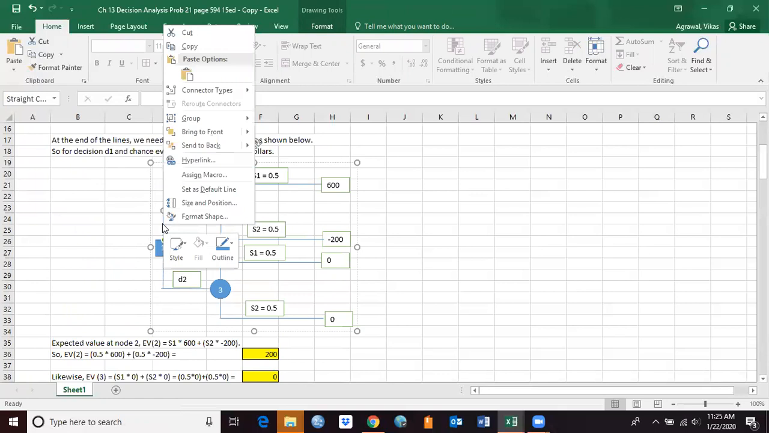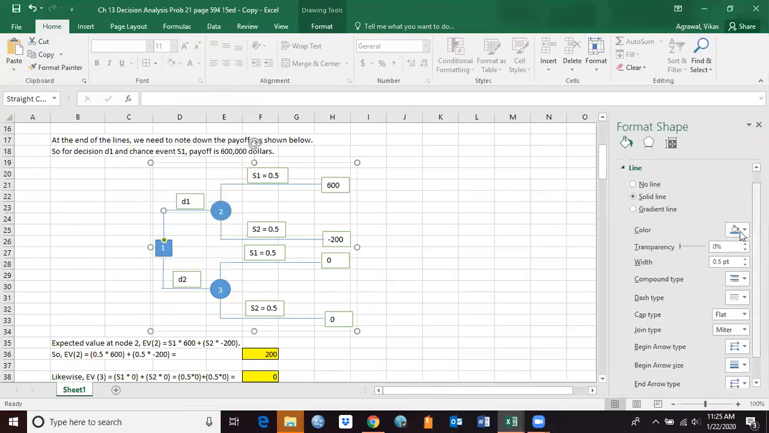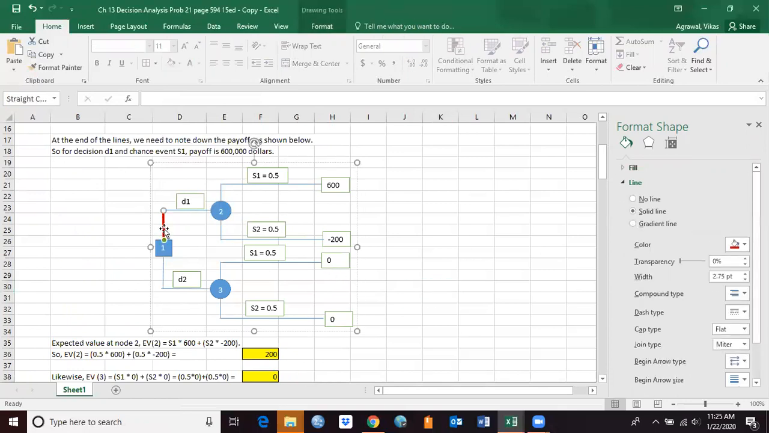So I'm going to go with a different color here, increase the width, and then I'm just going to copy this format everywhere. Okay, so that's the decision I'm taking here.